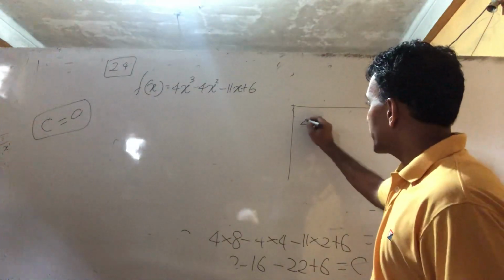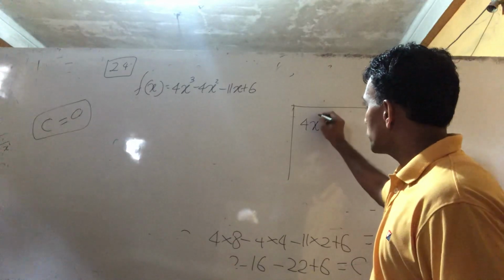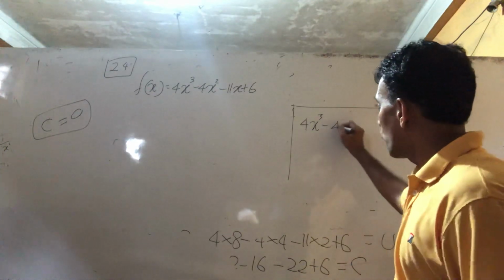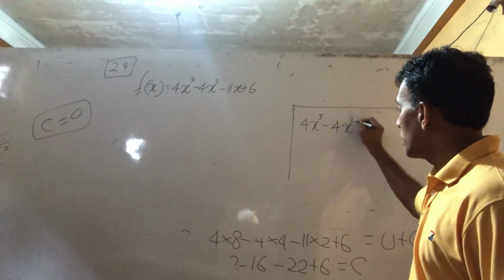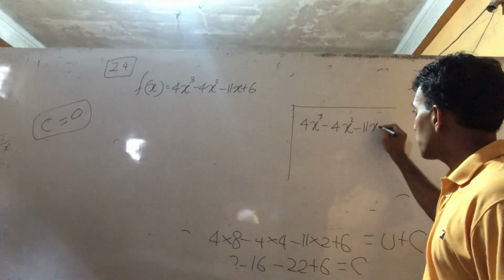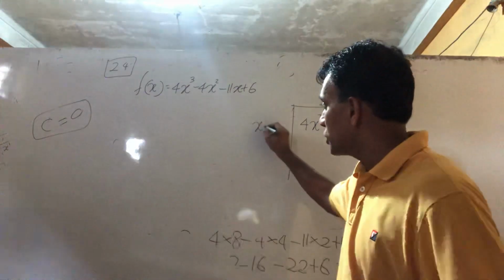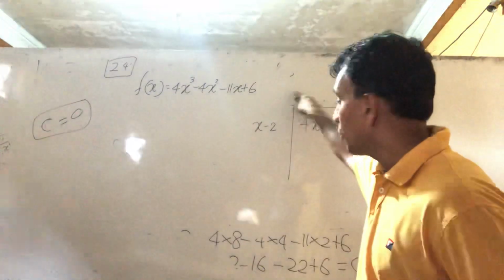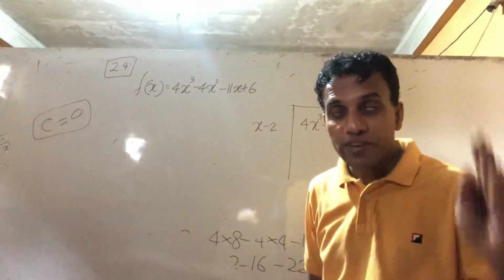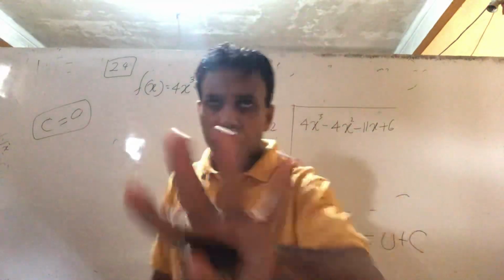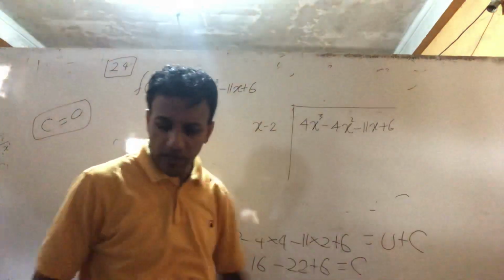So 4x cubed minus 4x squared minus 11x plus 6. I divide by x minus 2. Stop the video, pause the video, and try your own. Divide those using the long division idea you know. The best thing is to stop the video and complete this part to find the answer.